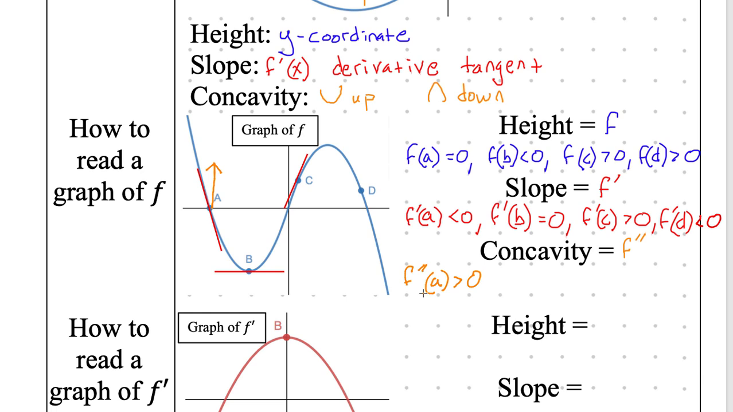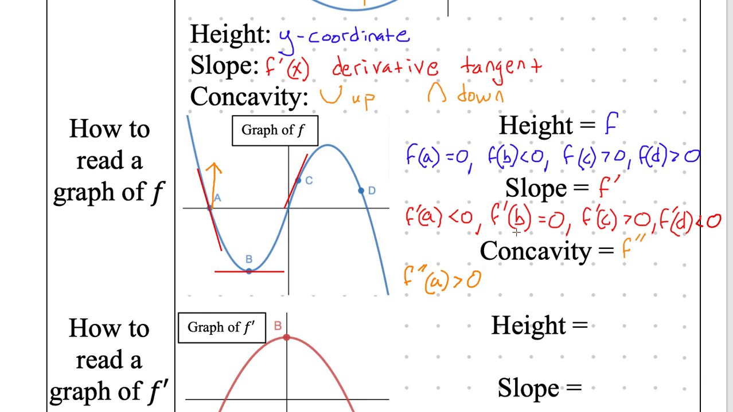Which is kind of cool. Let's take a step back. If I take the derivative, and I take the derivative again, and then I plug in the x-coordinate wherever A is, I'll get a number that is bigger than 0. I'll get a positive number. That's what I'm trying to say here. If I take the derivative again, and then plug in the x-coordinate of A, I will get a number that is positive.